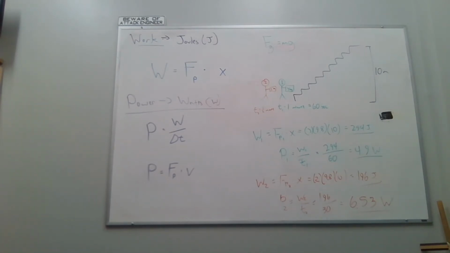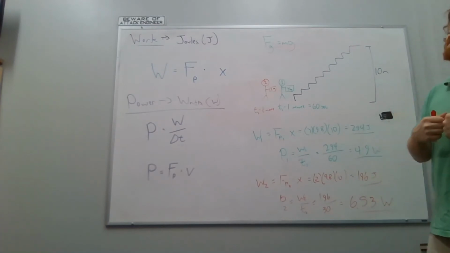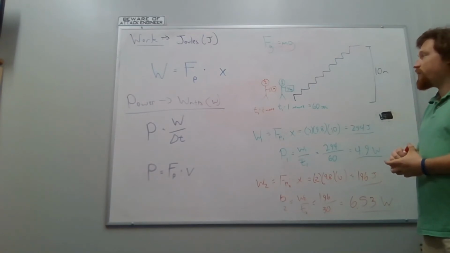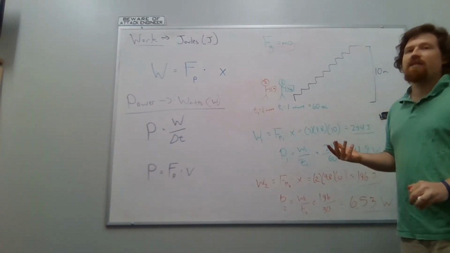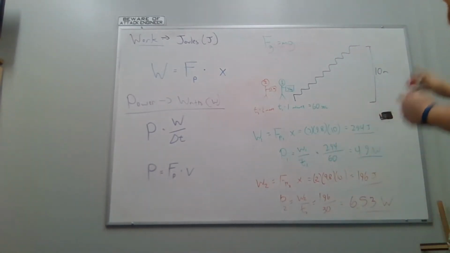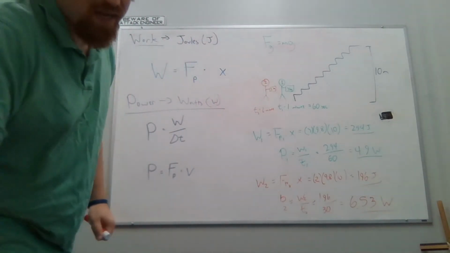Person 1 did more work, but person 2 did their work faster. That means they output more power. They exerted their energy, they did their work more quickly, which represents that they had a larger power output. So, someone can do more work, but that doesn't necessarily mean that they had the most power. Important thing to note. So, we talked about power. We have our formulas. We've done an example. We're going to move on to another topic now, and that is the science behind friction.